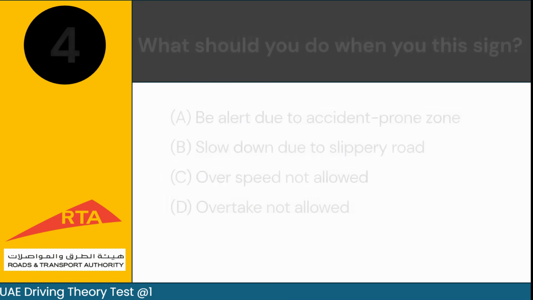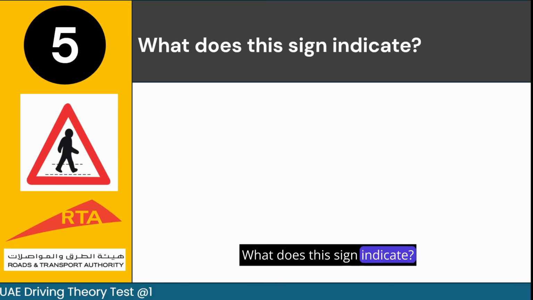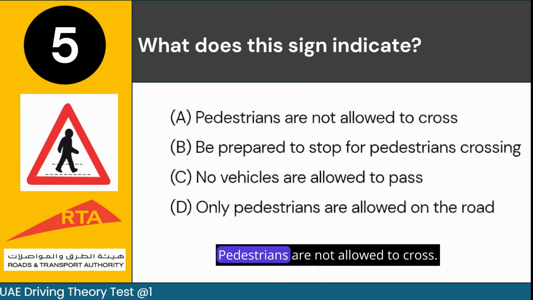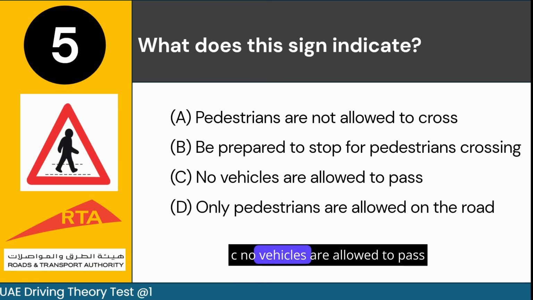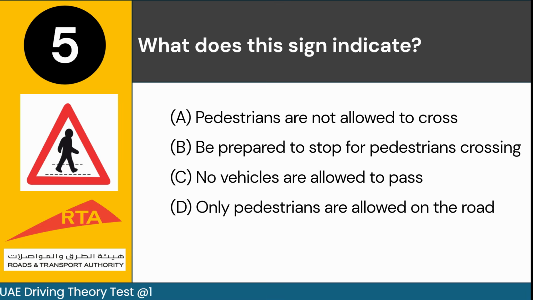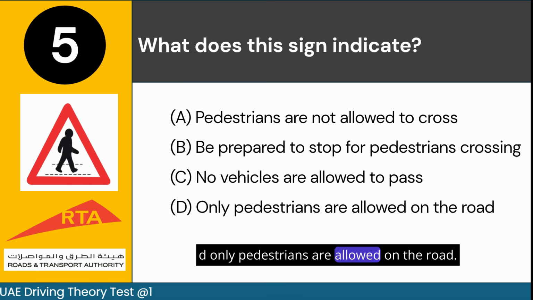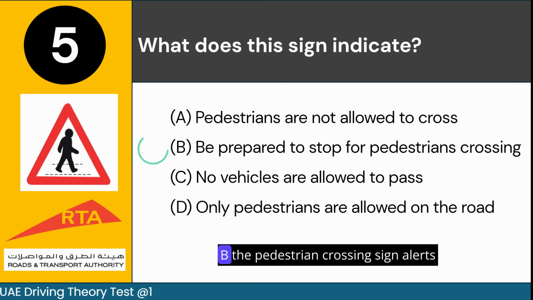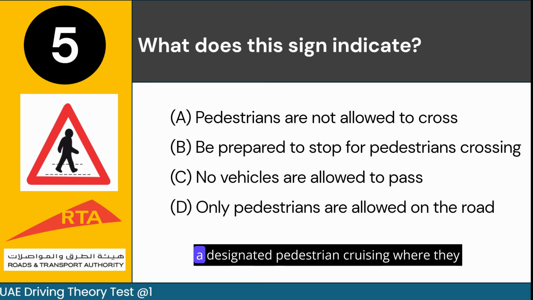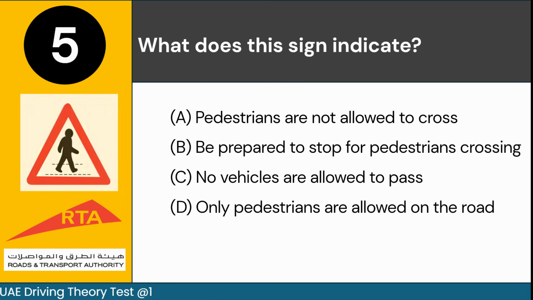carefully. What does this sign indicate? A. Pedestrians are not allowed to cross. B. Be prepared to stop for pedestrians crossing. C. No vehicles are allowed to pass. D. Only pedestrians are allowed on the road. Answer: B. The pedestrian crossing sign alerts drivers that they are approaching a designated pedestrian crossing where they must be ready to stop and give way.